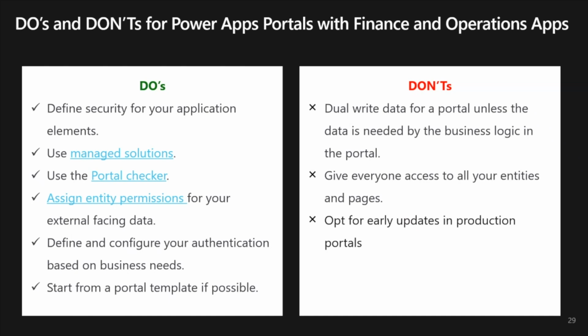Coming to the don'ts, unless there is a business need, try not to use URL for portals. And in case you plan to, definitely don't give open access to everyone for all the pages and entities that you have within your portal. And if you plan to opt in for any early updates from the product team on portals, do it in your development environments. Don't do it on your production environments, as any new code changes on portals can possibly mess up your production portal that's published.